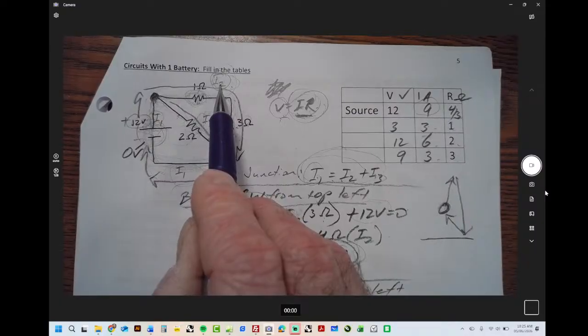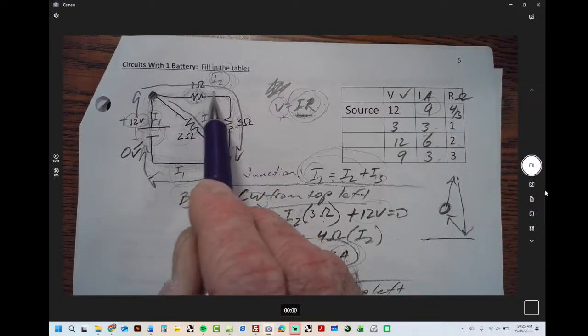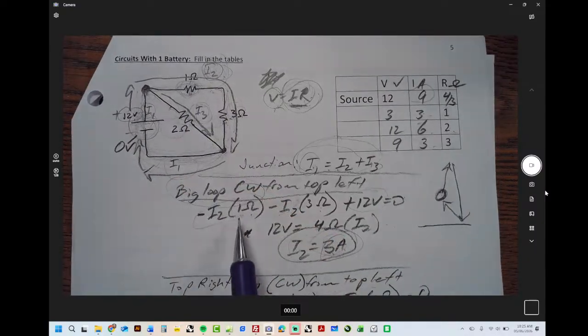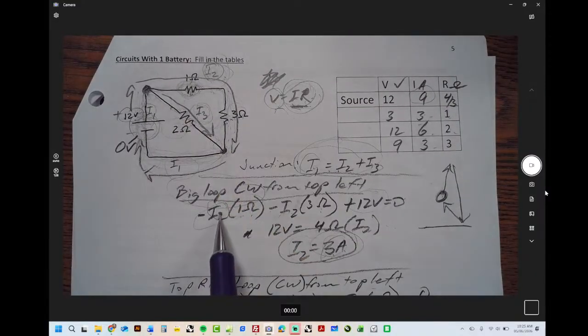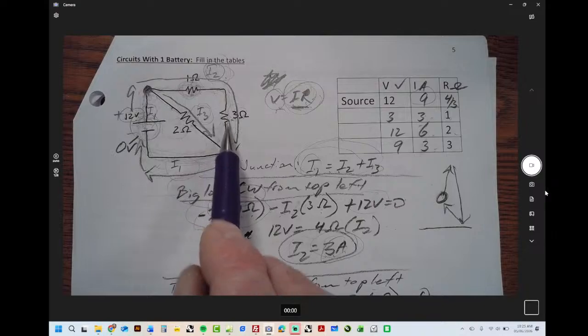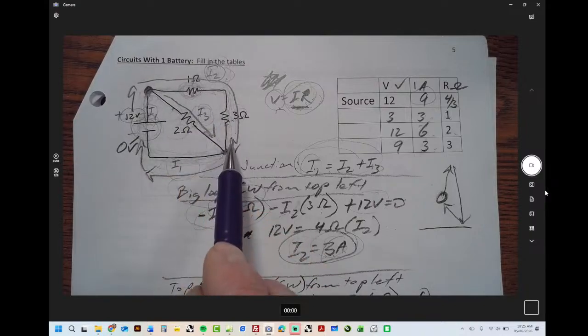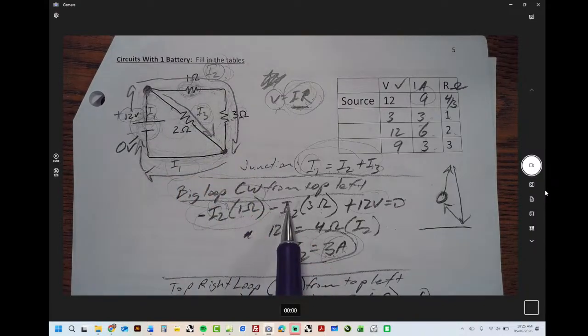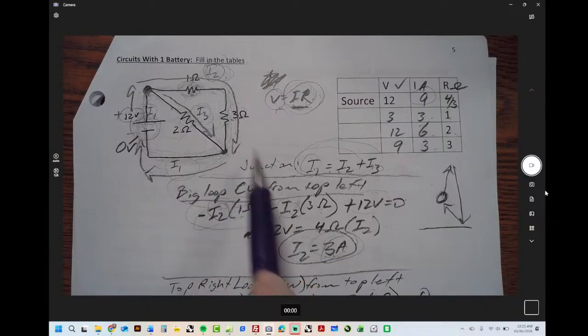I've called this I2. We don't know what the current is. We're going to find it out. So I just use that for my variable. So there's my I2. And this is the resistance, 1 ohm. So since I start from here, the first thing I do is I lose this much voltage. And then I go through this resistor. This is the same current. It hasn't split apart or anything, so it's still I2, but it's 3 ohms.